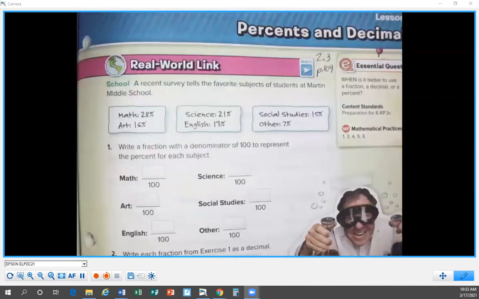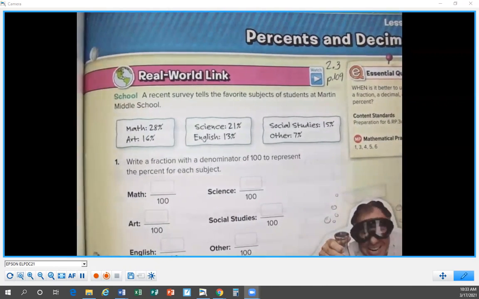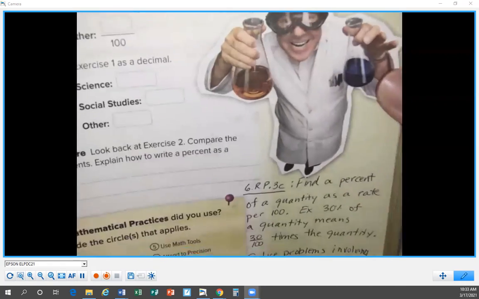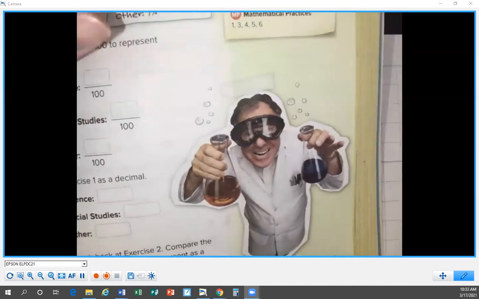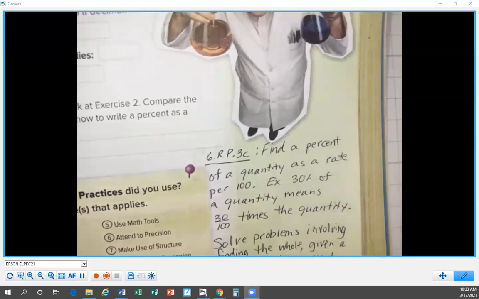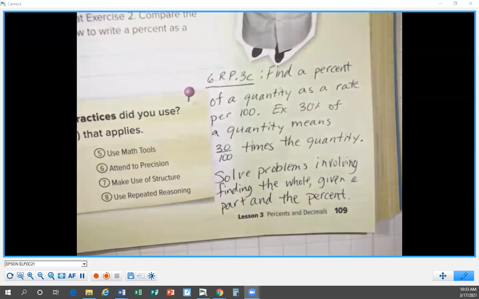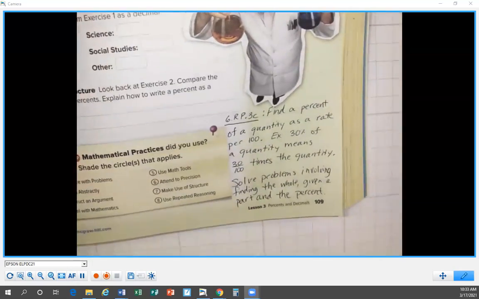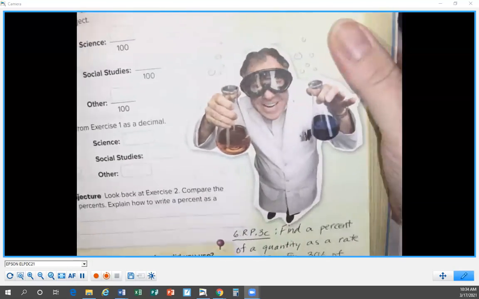Today we are working on page 109, and our learning target today is that we will be able to find a percent of a quantity as a rate per 100. So for example, 30% of a quantity means 30 over 100 times that quantity. And we will be able to solve problems involving finding the whole given a part and the percent. And again, make sure you are on page 109.